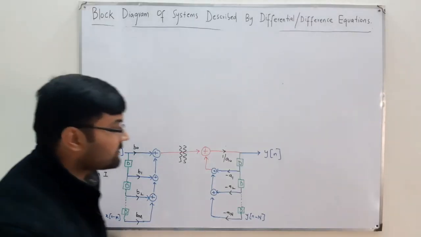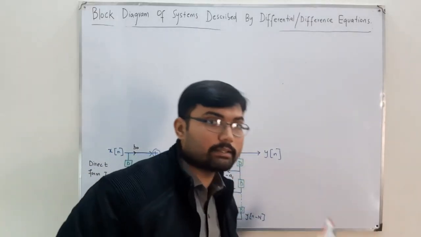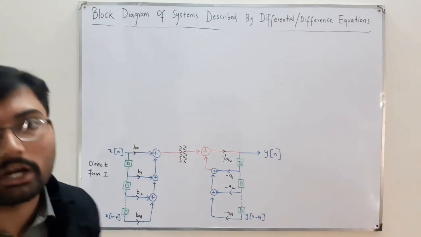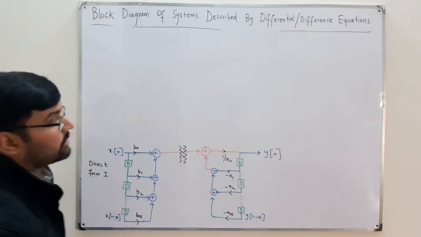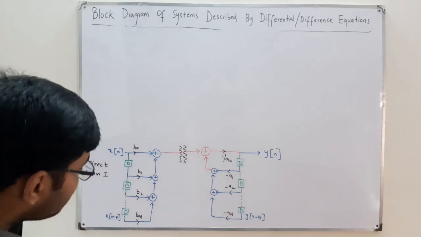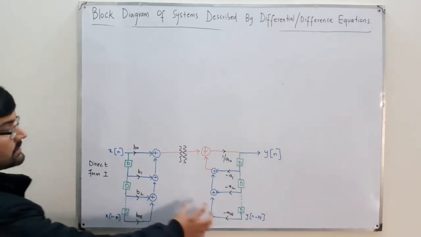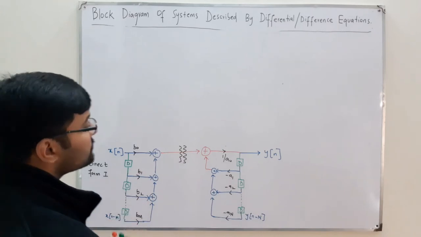Okay, so now if you are seeing a change in video quality, this is because I ran out of charge in my camera. So now this is my mobile phone recording, okay? So, what we were discussing is that system 1 is on the left side, system 2 is on the right. Now I take system 2 to the left.